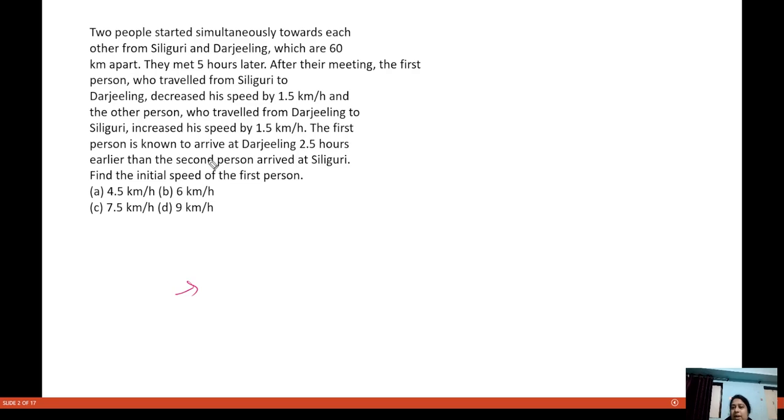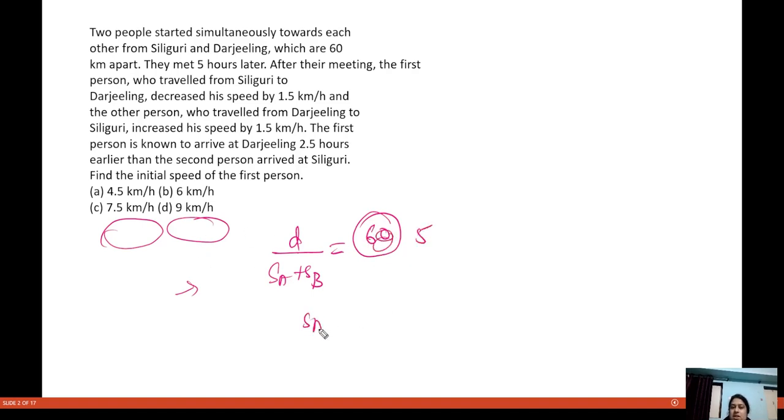See, now what I am doing here, I will not solve by that method, I will solve by the trial and error method. My trial and error method is very simple. The total distance traveled is d, the relative velocity is SA plus SB, because both are traveling towards each other. So this became equal to 60, this became equal to 5 hours, because that is given in the question. So I get SA plus SB is equal to 12.